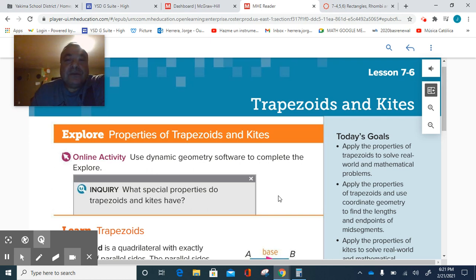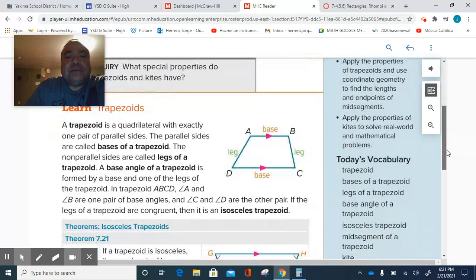Okay, guys, trapezoids and kites are really relatives of the squares and rhombuses. I mean, they're really related, guys. But they have a little twist to things. They're unique, guys. So first of all, the sides are not congruent.